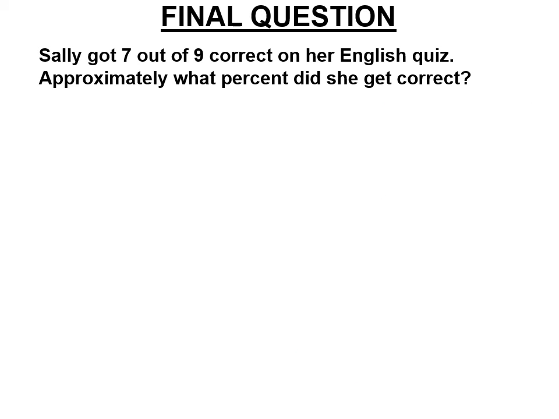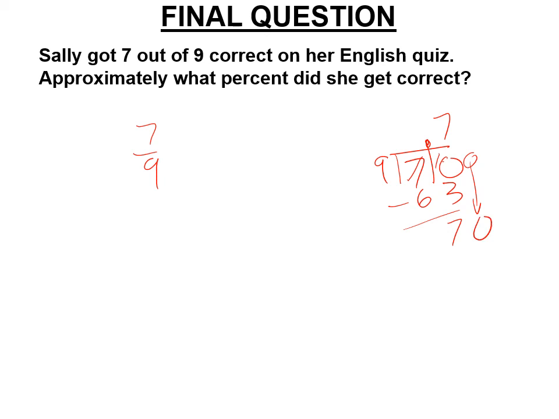So Sally got 7 out of 9 on her English quiz. Now 9 is going to make a repeating decimal, so 7 divided by 9. 9 doesn't go into 7. Decimal straight up, 9 into 70. 7 times 9 is 63. Remainder 7. Bring down a 0. 9 into 70, 7 times 9 is 63. Remainder 7. Yes, and we get 7's forever.